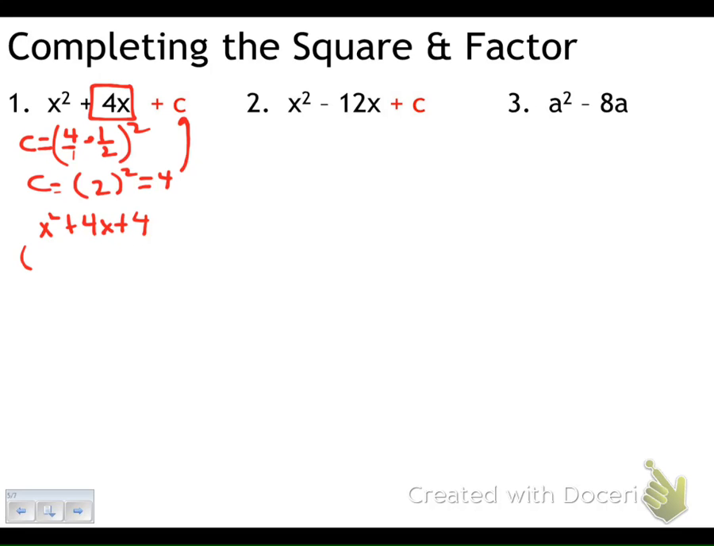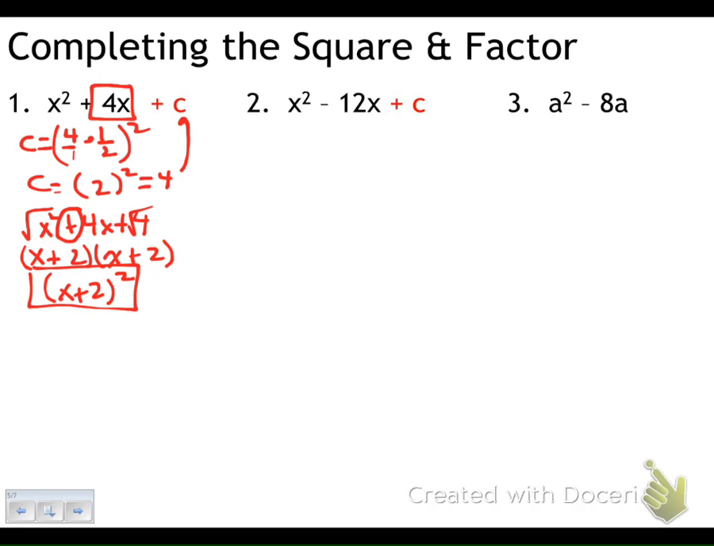So we know the square root of x squared is x. I'm going to have that twice. We know the square root of 4 is going to be 2. We know that we have a plus sign here in the middle where b is. So we're going to have plus signs here. And we can write our final answer as now x plus 2 quantity squared. And this is what you're doing.